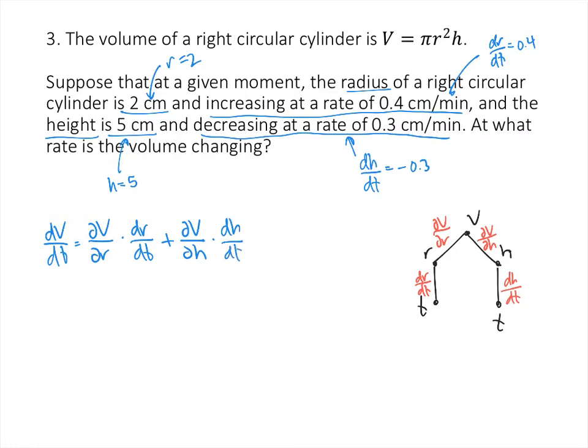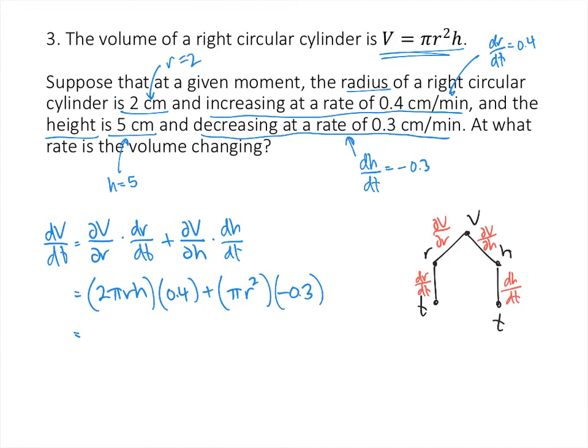So del v/del r multiplied by dr/dt plus del v/del h multiplied by dh/dt. Okay, so del v/del r, we're going to look at the formula for our volume, which is up here. Del v/del r is going to be 2 pi r h. Dr/dt, they tell us in the problem, is 0.4. Del v/del h, taking the derivative partially with respect to h, just gives us pi r squared. And then dh/dt, again, they tell us in the problem, is negative 0.3.